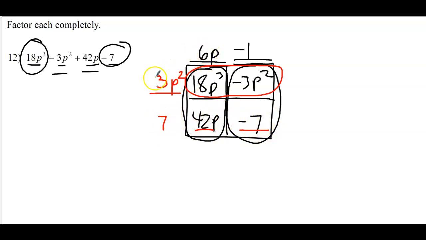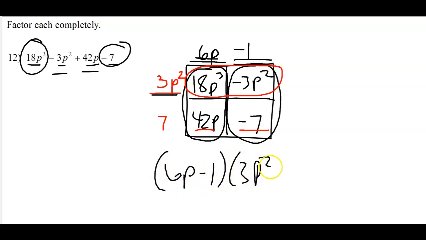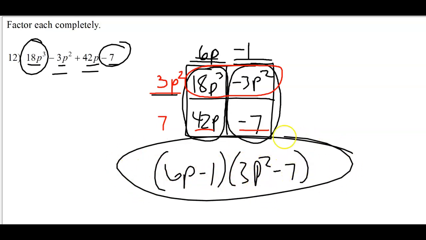So we're done. It's always good to go back and double check, make sure that these things do multiply together to make the inside. But once you've double checked that, you have your answer. And that's the box method for when you have 4 terms.